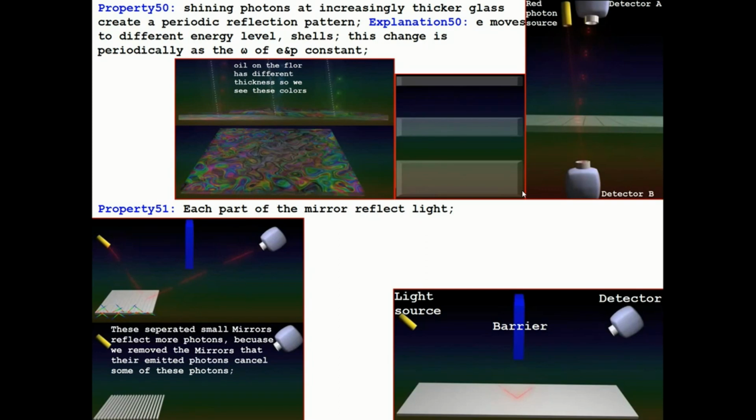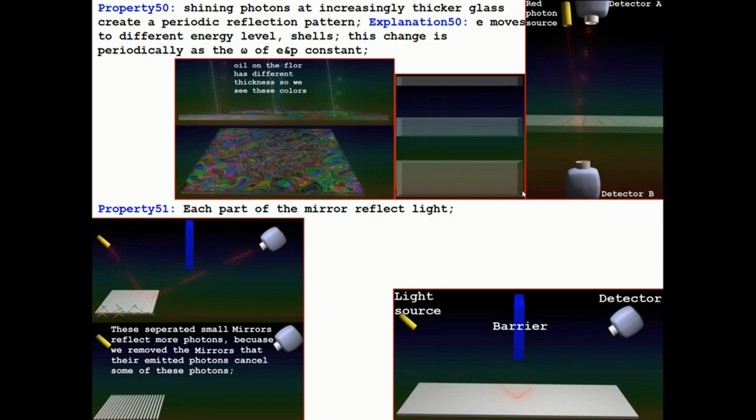And then when we add another thin glass, we get again 0% reflected photons. And when we add another glass, we get again 1% reflected photons. And adding another glass, we get 2% reflected photons, and so on until 16% again.